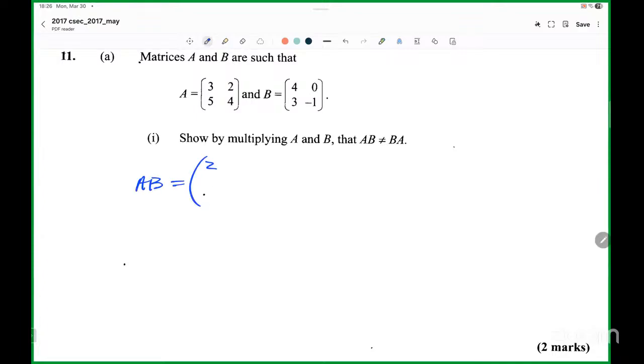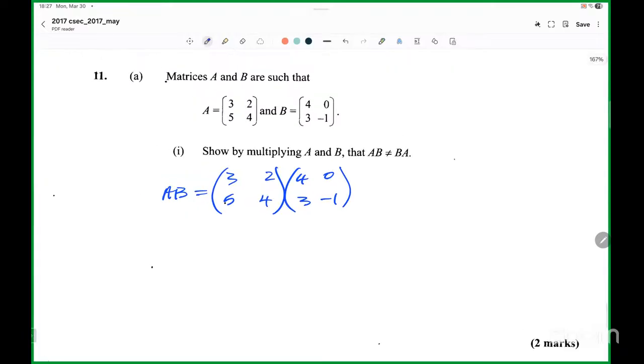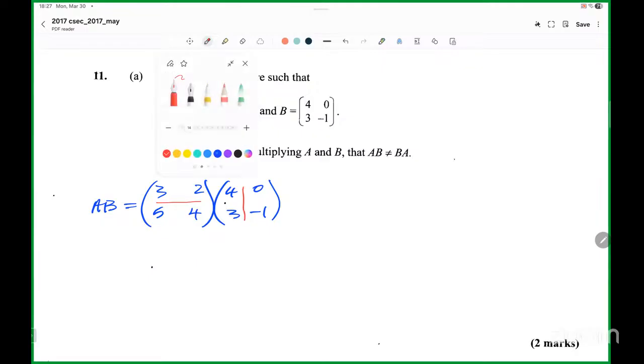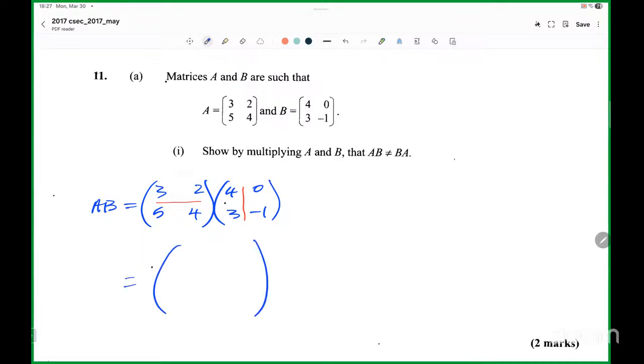Which is 3254, and I multiply that by B, which is 403 negative 1. All right, I'm going to start the calculation and put this over to the left somewhere. Remember, when we multiply matrices, we multiply the rows of the first matrix by the columns of the second matrix. And that's going to be equal to a 2 by 2 matrix with 4 values.